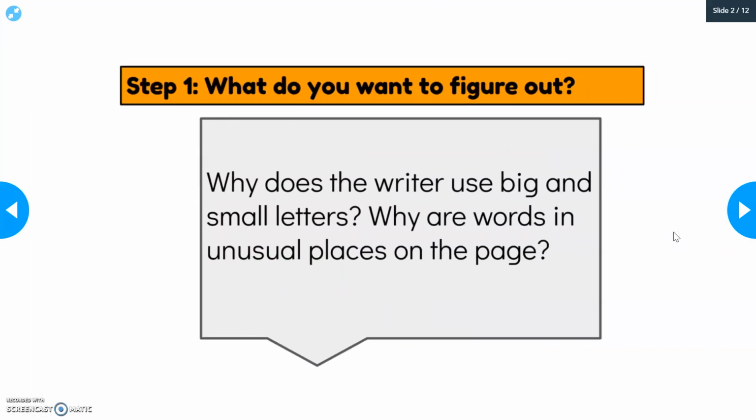So the first step is asking, what do you need to figure out? This is usually a question that I, the teacher, am going to ask you. And so you're going to watch me make an inference and figure out, why does the writer use big and small letters? Why are words in unusual places on the page? Okay?